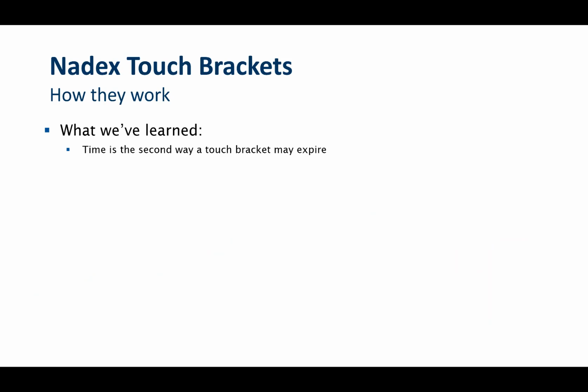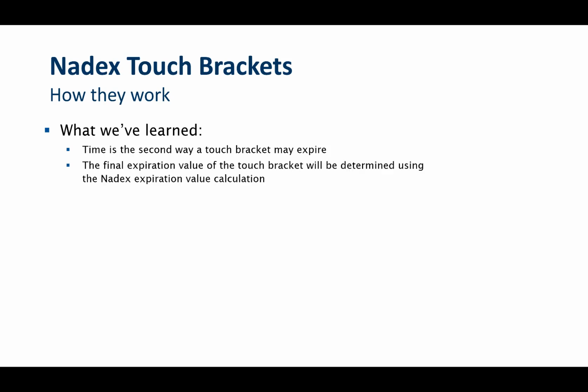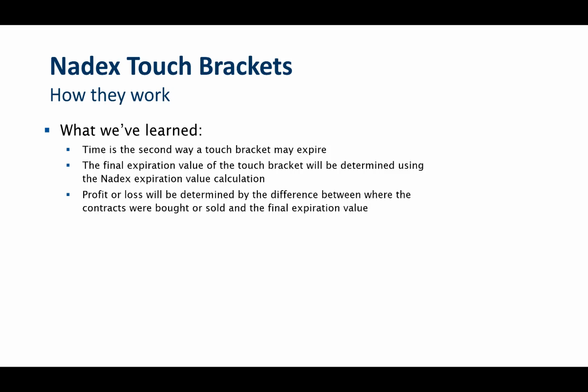In this module, what we've learned is the second way a touch bracket may expire. Again, we have the first way, which is by touch, the second way, which is by time on the final expiration date and time. The final expiration value at that point of the touch bracket will be determined using the Nadex expiration value calculation, and profit or loss will be determined by the difference between where the contracts were bought or sold and the final expiration value.